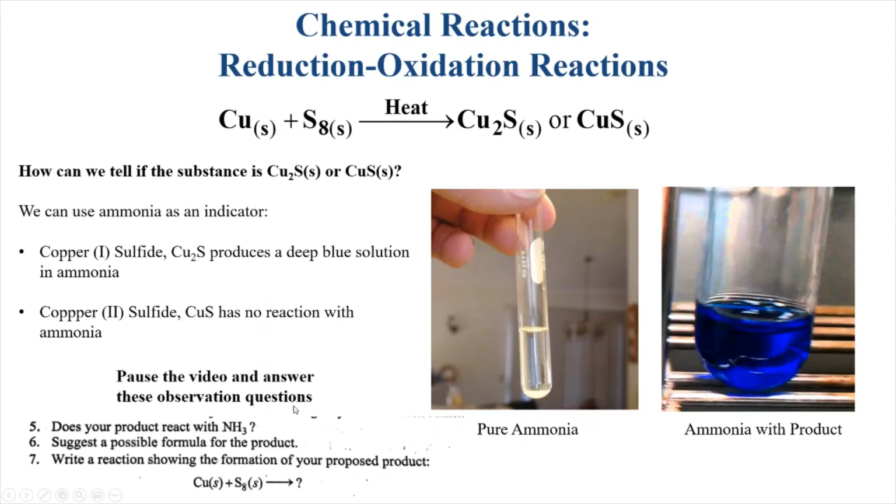So now pause this video for a second and answer the following questions. Does your product react with ammonia, yes or no, based on what I showed you here? Suggest a possible formula for the product. Which one of these two formulas is it? And then in line 7, you have to write a balanced reaction showing your proposed product. So you're going to write down the complete reaction with your product and then make sure that it's balanced. You can pause the video and do that now before we move on.